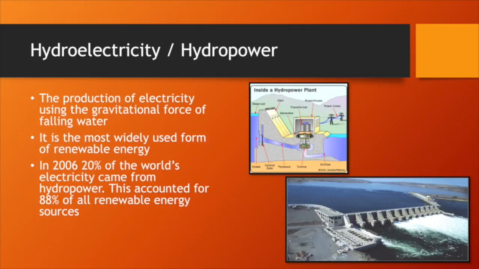So how does it work? Basically, the water enters through a high-pressure tube, and this high-pressure tube moves turbine blades. And by moving the turbine blades, they're generating electricity indirectly.